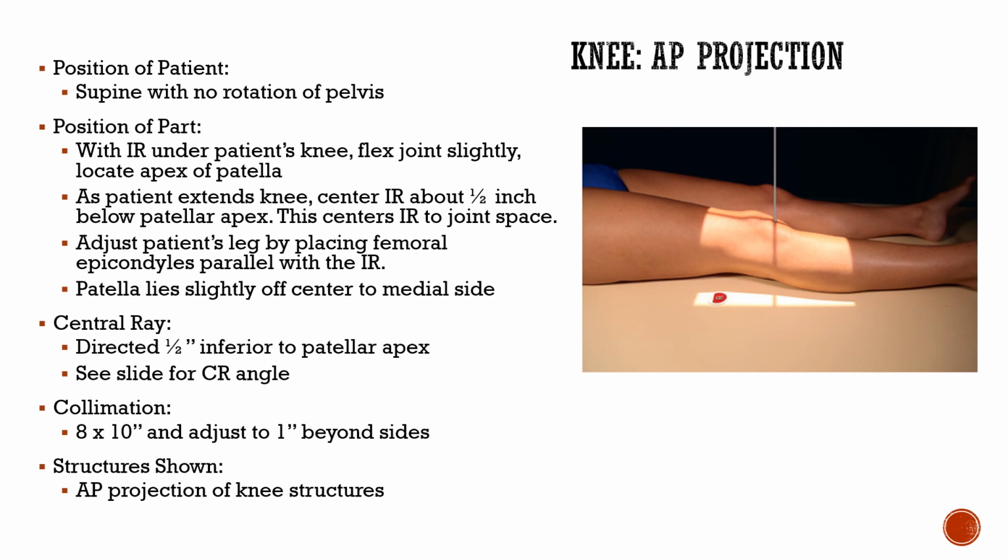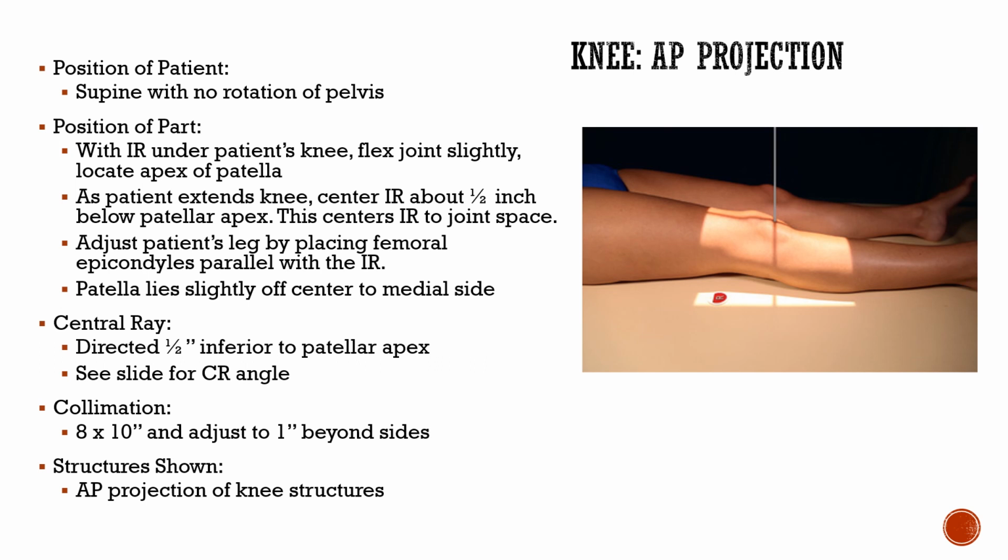We're going to have the image receptor under the patient's knee and flex the joint slightly to locate the apex of the patella. As the patient extends the knee, we're going to center the image receptor about 1/2 inch below the patellar apex, and this centers the image receptor to the joint space. We want to adjust the patient's leg by placing the femoral epicondyles parallel with the image receptor. The patella does lie slightly off-center medially. So we're going to again direct the central ray 1/2 inch inferior to the patellar apex.